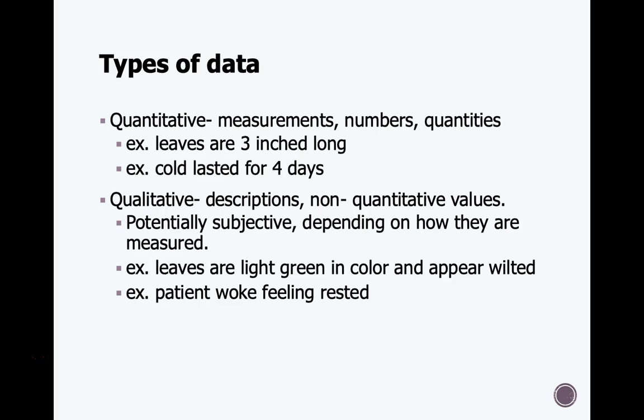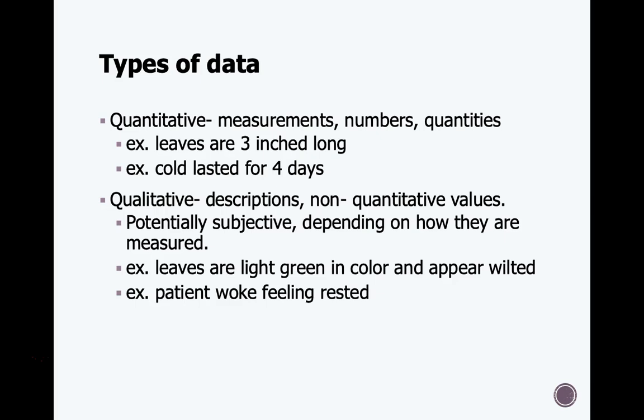We can also have qualitative data. These are descriptions, non-quantitative values. And there's nothing wrong with qualitative. You just have to keep in mind that they're potentially more subjective depending on how they're measured. You can't really argue with a correct measurement of a leaf size, or with a correct counting of the duration of a cold. But you could possibly argue with something that's qualitative. So leaves are light green in color and appear wilted. Well, light green to you might be different than light green to me, and depending on the surrounding, light green might look different.